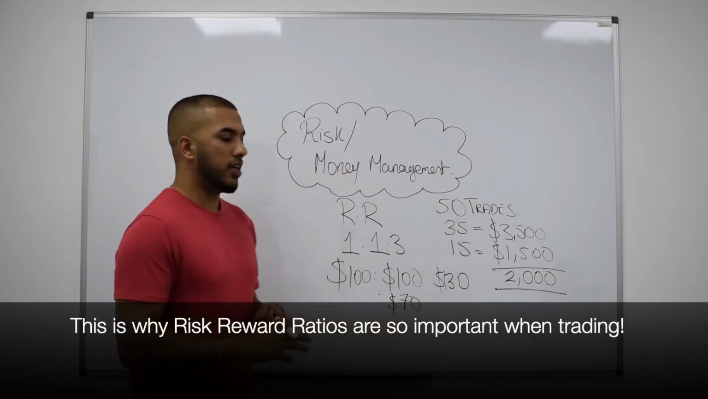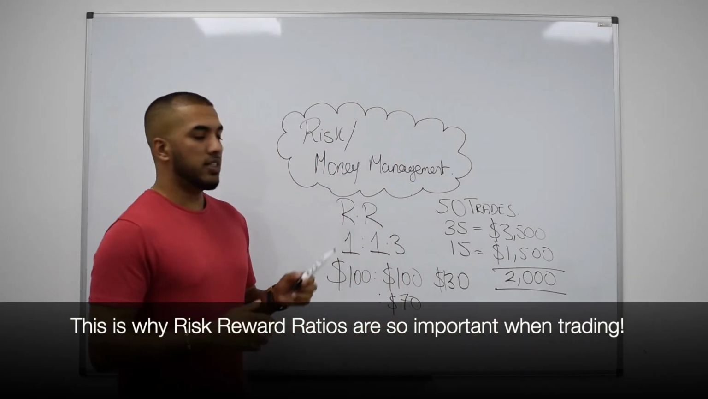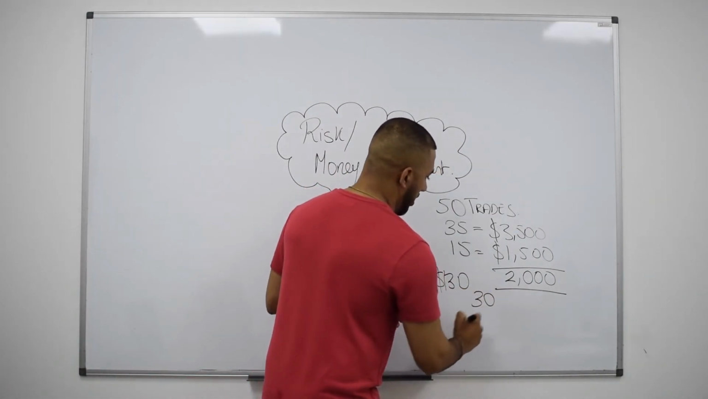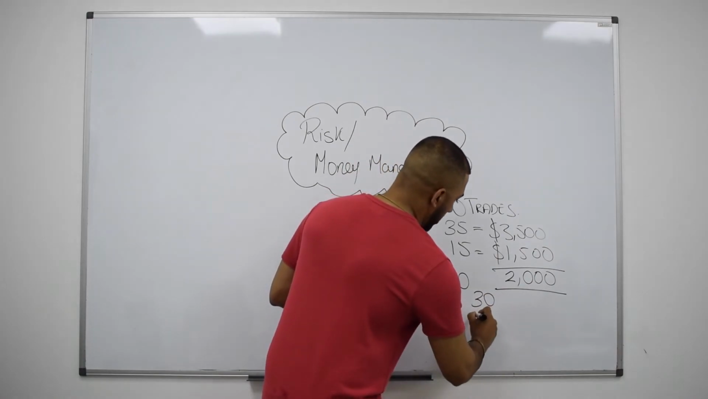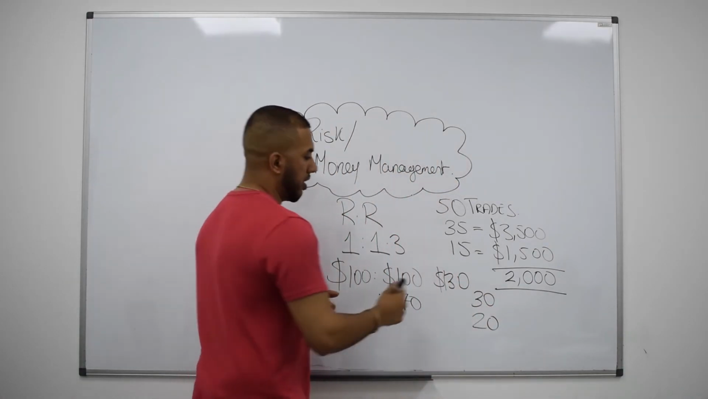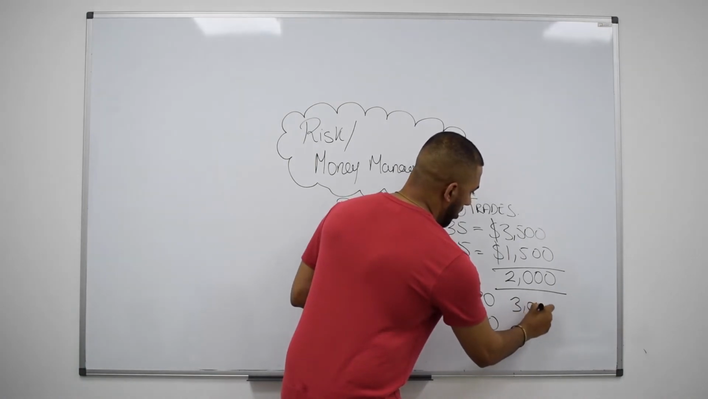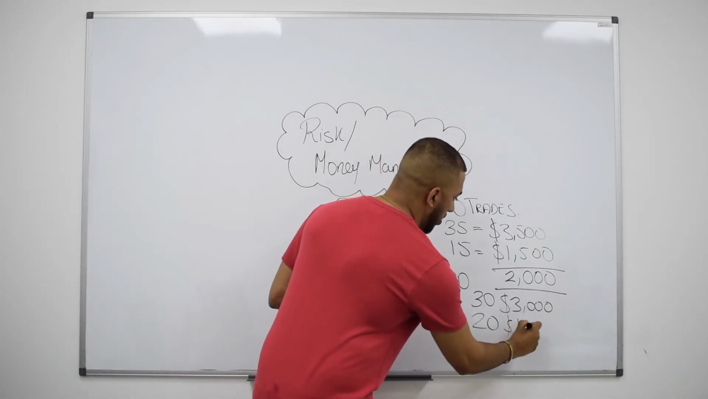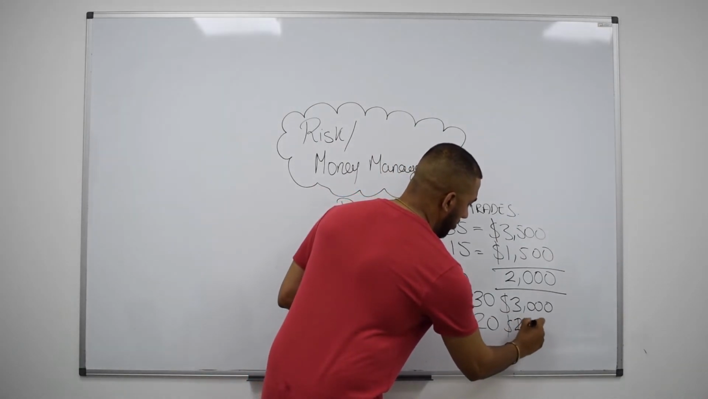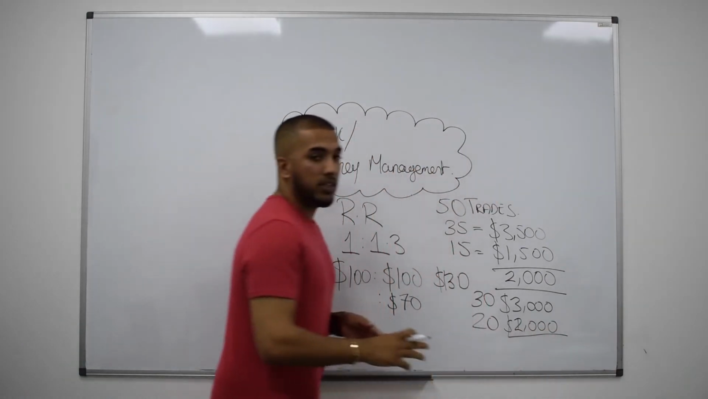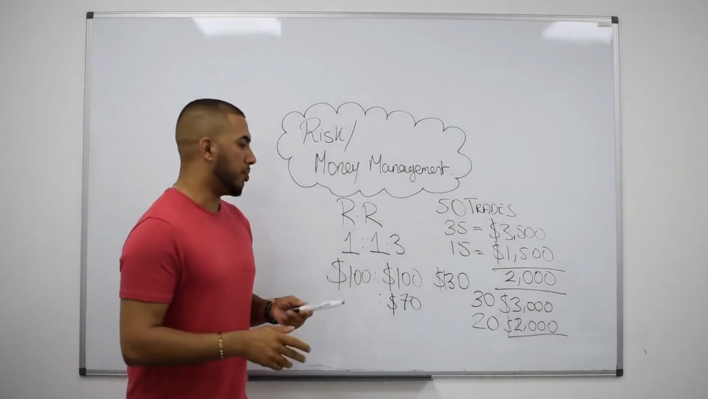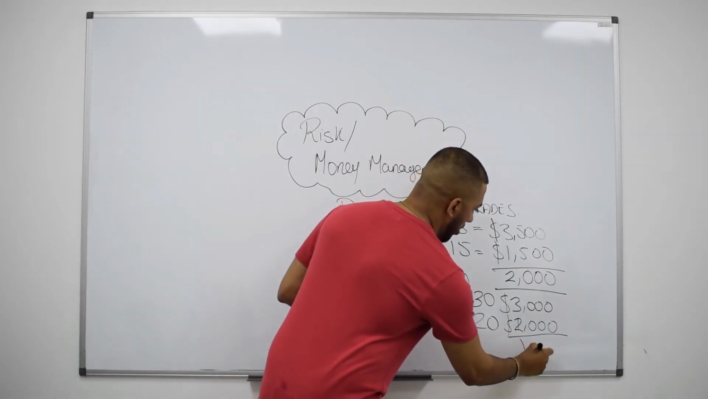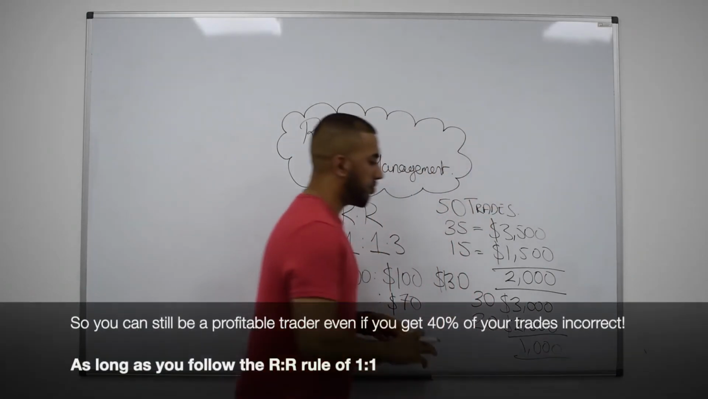$2,000. Okay? Now, say if you are only getting 60% of your trades right. Now that would be 30 trades correct and 20 that you would have got wrong. Now, if you've got 30 correct, that would equate to a profit of $3,000. And a loss of $2,000. And even then, although you've got only 60% of them right, but because you've been following the right risk reward ratios, that would still equate to a profit of $1,000.